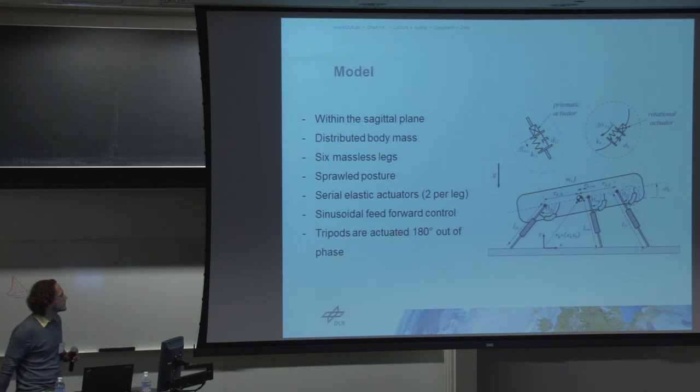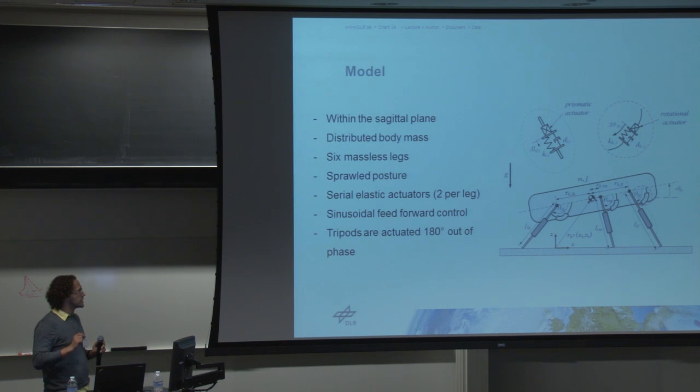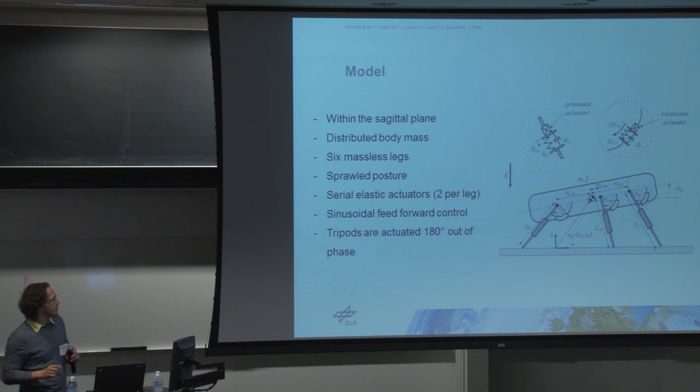So the model we have set up is a simple sagittal plane model. We have a body with a distributed mass. We have 6 massless legs, a sprawled posture. Each leg has 2 serial elastic actuators, one a telescoping actuator, which extends and shortens the leg, and one rotating actuator at the hip. We control all these actuators with a feed-forward pattern. It's sinusoidal for the telescoping actuators and cosine for the hip, all at the same frequency, and we group the legs in 2 tripods, left and right tripod, and they are actuated 180 degrees out of phase.